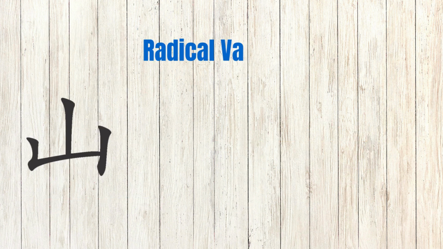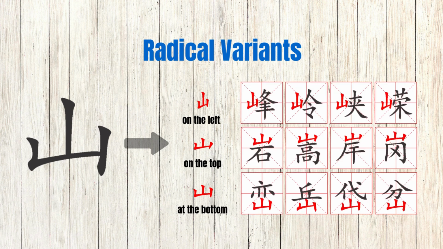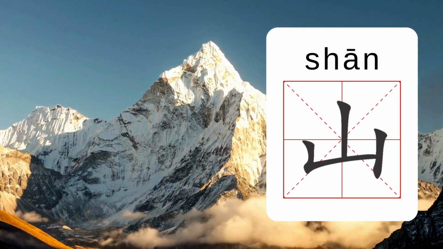The character 山 is also a very common radical. It often appears in other characters, sometimes on the left side, on the top, or even at the bottom. Whenever you see a character with this radical, it usually relates to something connected with mountains. Can you write this character on your own now?